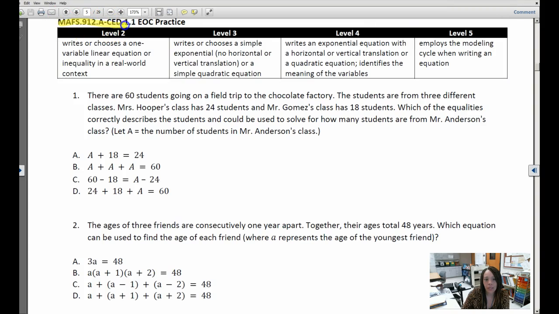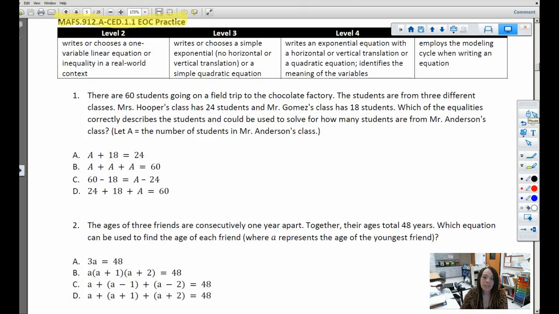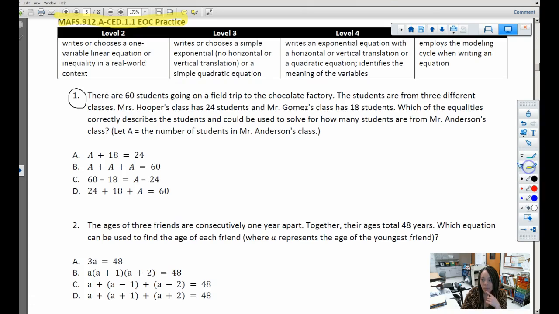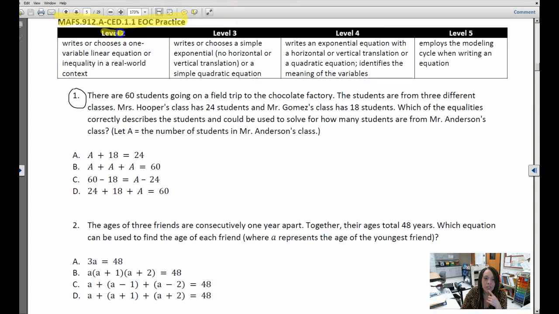But the standard we're working on today is what I call CED 1.1, okay? So what that means to you is a lot of structure about creating equations from word problems most specifically. So we're going to jump right into this with question number 1. Now there's a few levels here. We've got level 2, 3, 4, and 5. And the difference between these levels is the complexity of the information, okay?